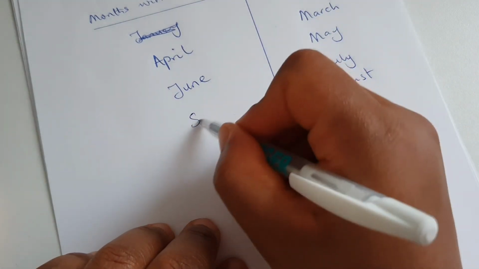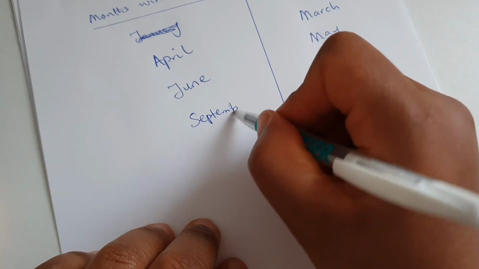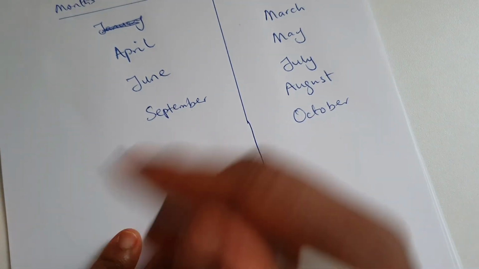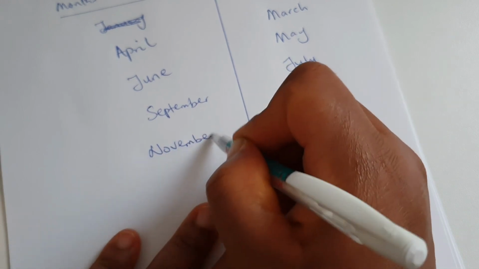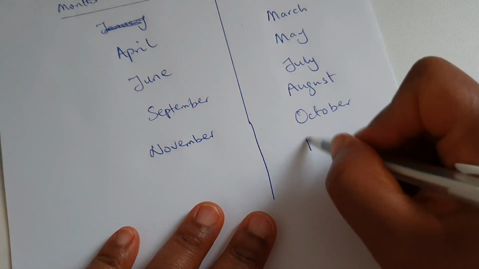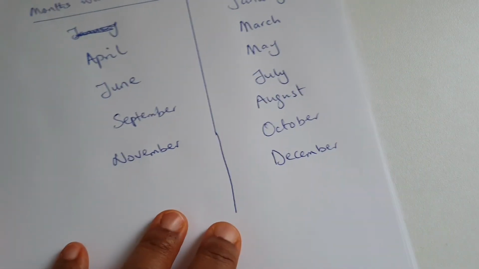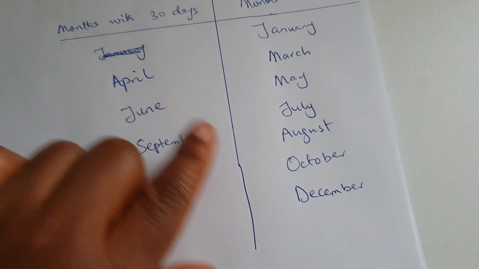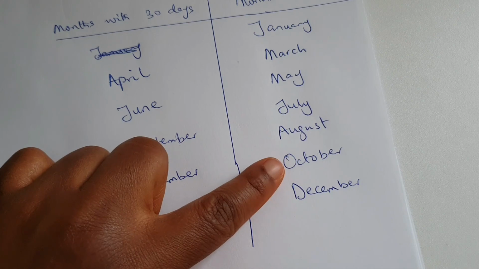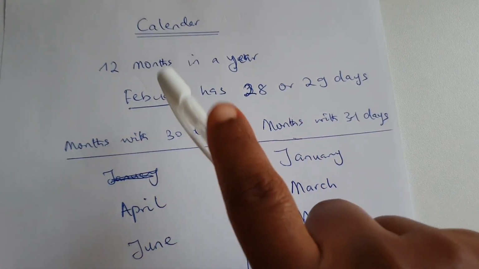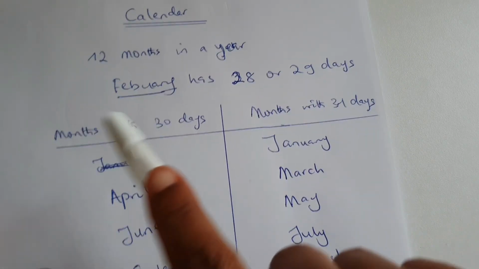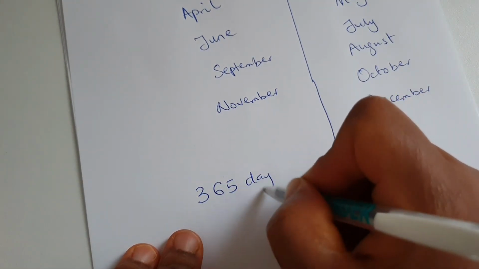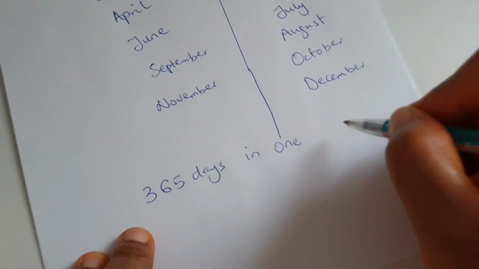Okay, September has 30 days. October has 31 days. November has 30 days. Then December has 31 days. So 4 months have 30 days, whereas 7 months have 31 days, and only 1 month, February, has 28 or 29 days. And we have 365 days in 1 year.